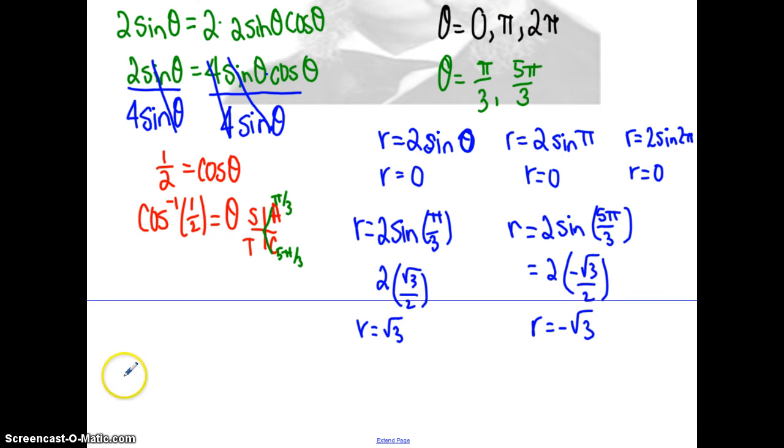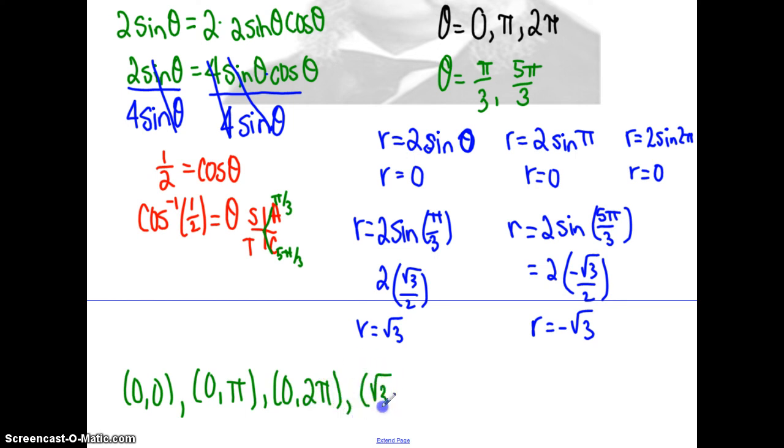So my solutions are 0, 0; 0, pi; 0, 2 pi; square root of 3, pi thirds; and negative square root of 3, 5 pi thirds. So I've got 1, 2, 3, 4, 5 points of intersection.